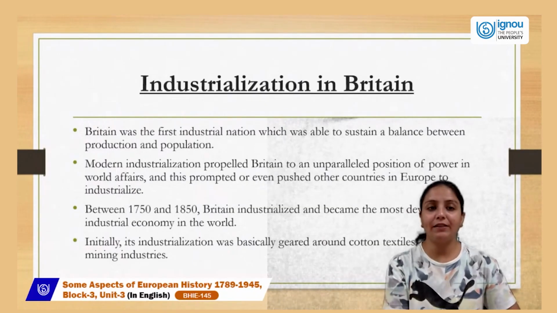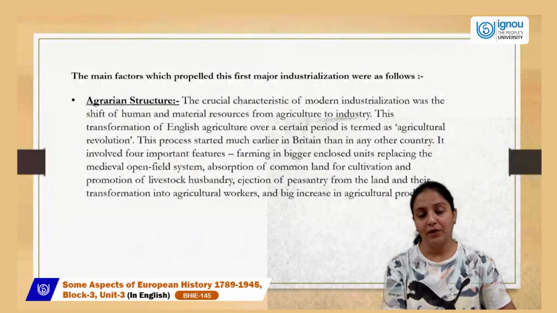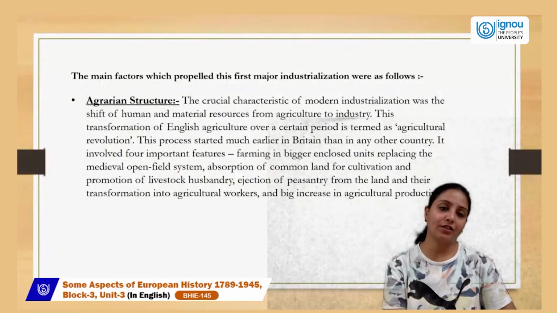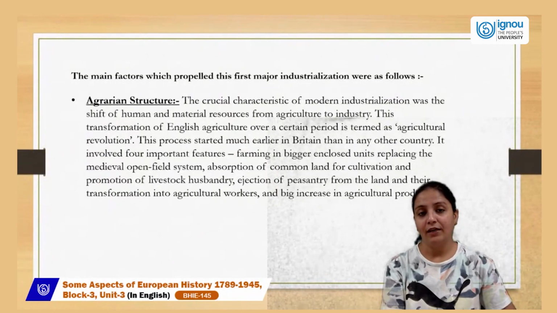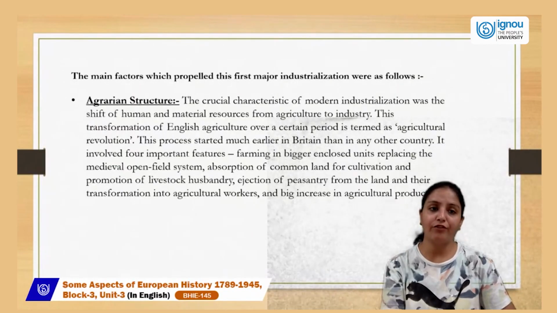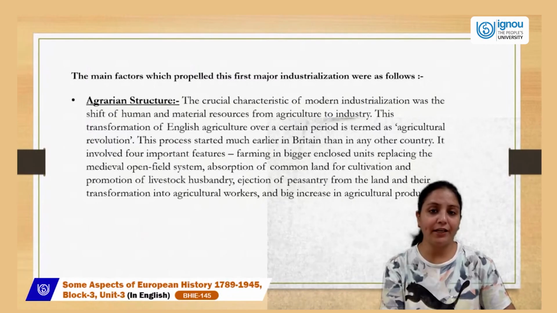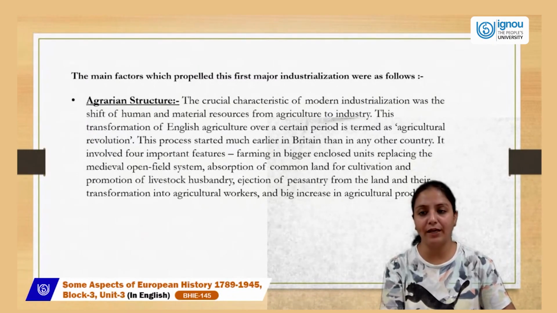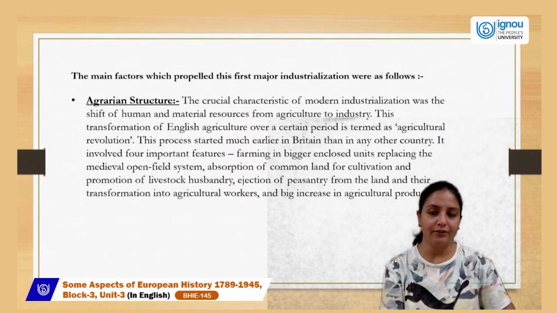Next, the main factors which propelled this first major industrialization were as follows. Number one, agrarian structure. What was the agrarian structure of Britain? The crucial characteristic of modern industrialization was the shift of human and material resources from agriculture to industry. This transformation of English agriculture over a certain period is termed the agricultural revolution. This process started much earlier in Britain than in any other country.